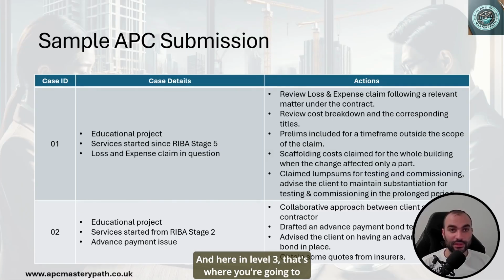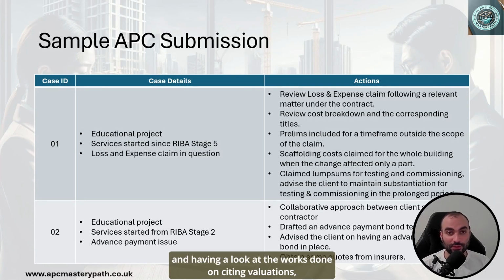And here in level 3, that's where you're going to take your doing up a notch towards the advising. So you wouldn't be just compiling contract documentations and having a look at the works done on site evaluations, but you are going to be receiving documents from contractors. For example, loss and expense claims, extension of time claims, even normal change orders for the scope of works, and then you're going to be scrutinizing these change orders.